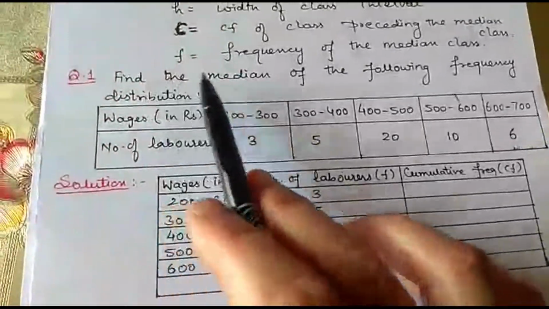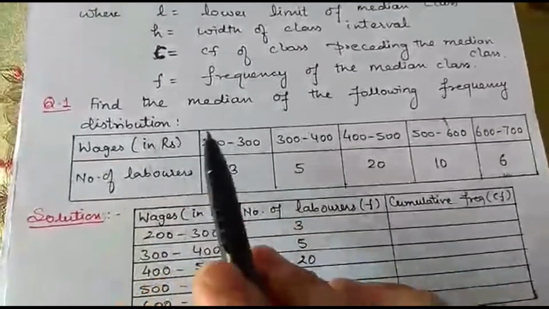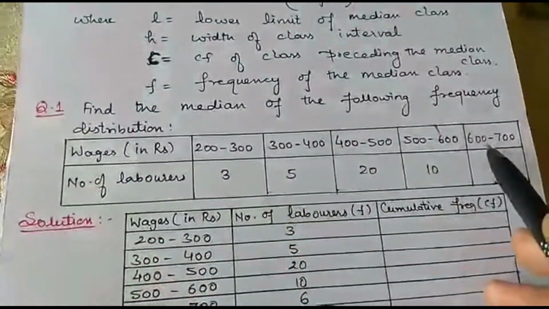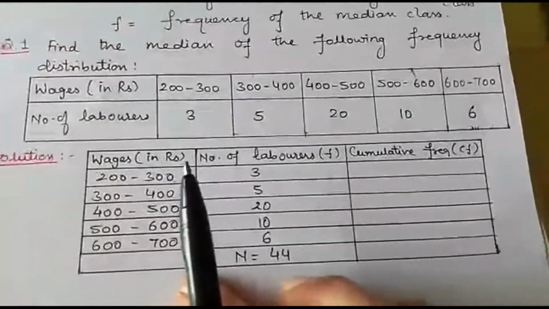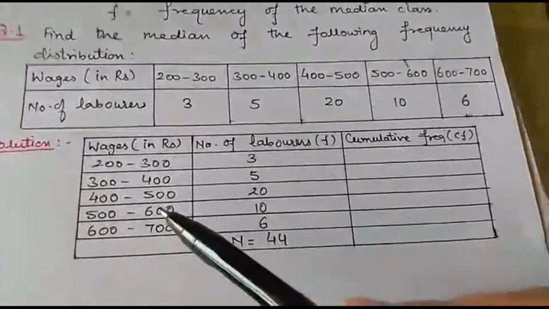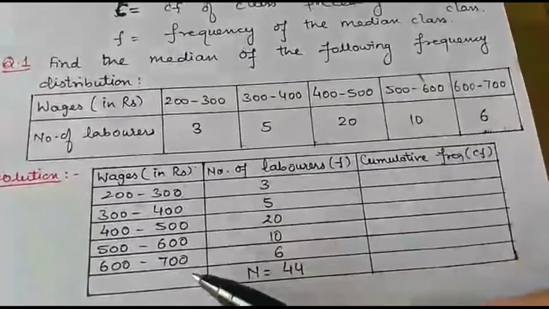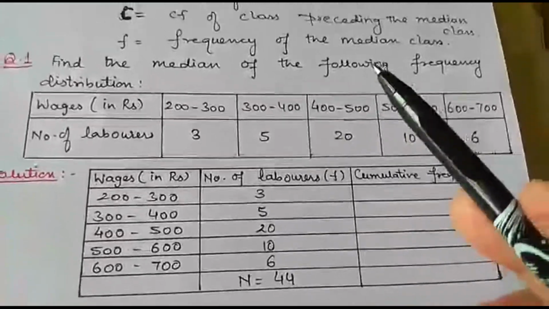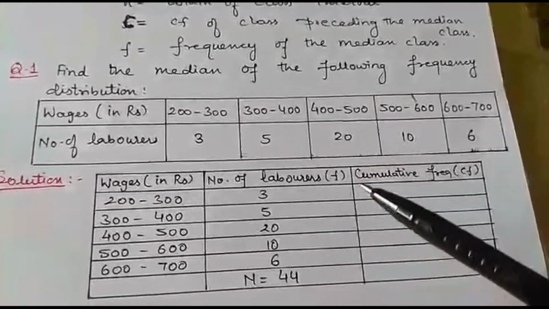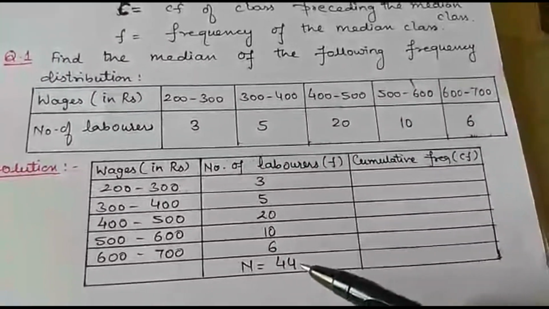Now look here. Question number 1. Find the median of the following frequency distribution table. Here wages are given in rupees, number of laborers are given, and we have to find the median for it. For this, we have made a table. The total is given to be 44. We have added them all, so capital N comes out to be 44.